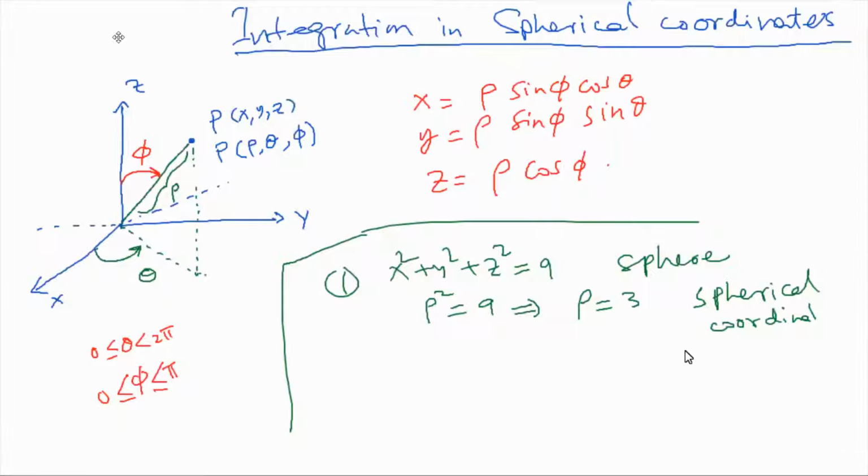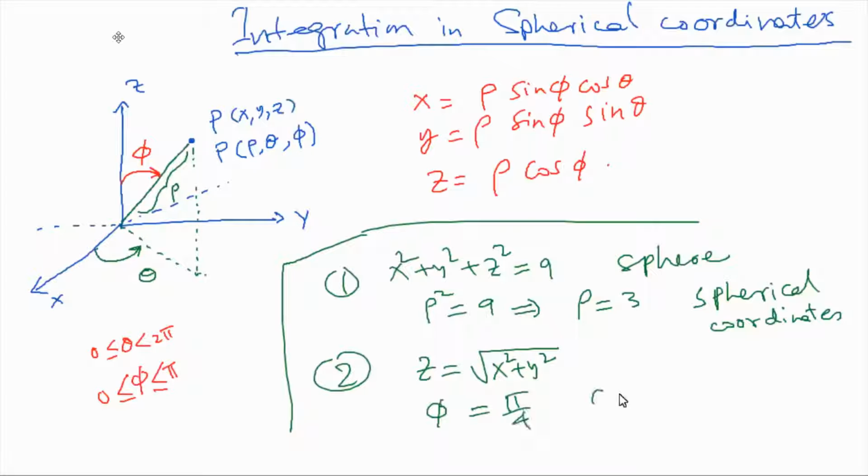So that means what? All the points that have distance from the origin 3. That's a sphere. Easy equation in spherical coordinates. And another equation would be easy if you have a cone like this. If you plug in z equals rho cosine phi and the right hand side would be rho sine phi, then cosine phi would be sine phi, and then phi would be what? Pi over 4.